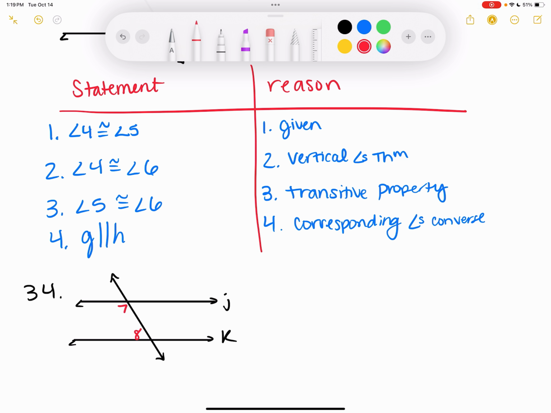So this one doesn't tell us that we're trying to prove a particular theorem or anything like that. We're just trying to prove that J and K are parallel to each other. We're told, or the given is, that the measure of angle 7 is equal to 125 degrees and the measure of angle 8 is 55 degrees. And we're trying to prove, again, J parallel to K.